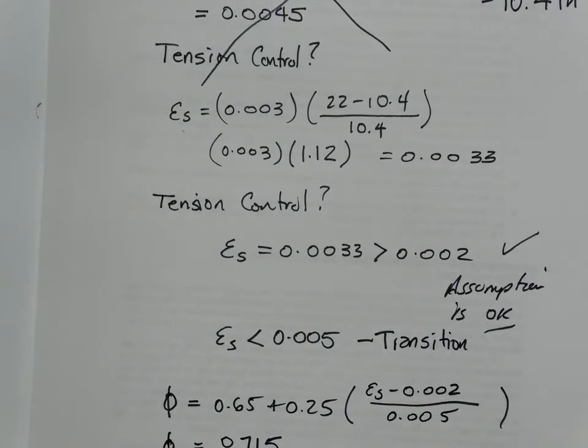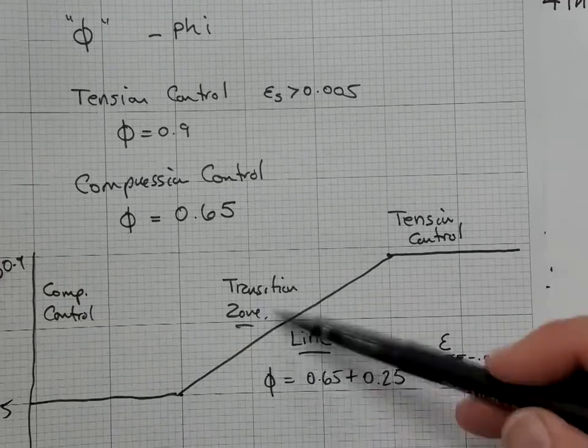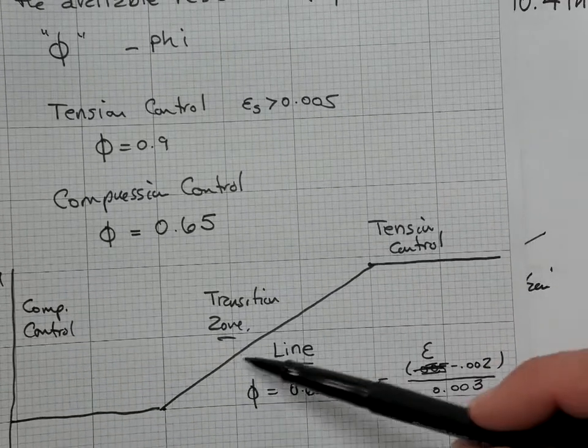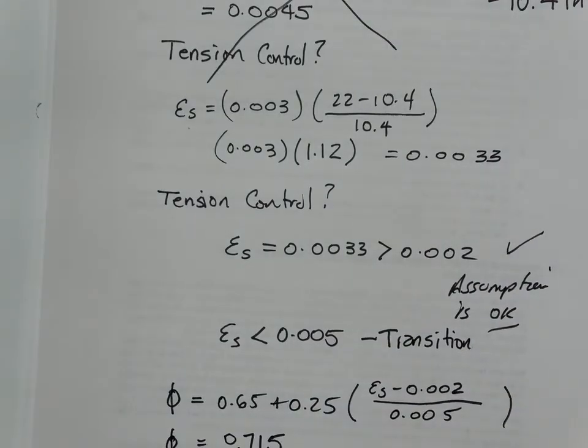Right? It just falls out of that equation. If you remember our phi factors, we're in here somewhere, about 2.33, right there. So we get a value that's greater than 0.65 and less than 0.9. Now, under the code analysis, this beam is inadequate.